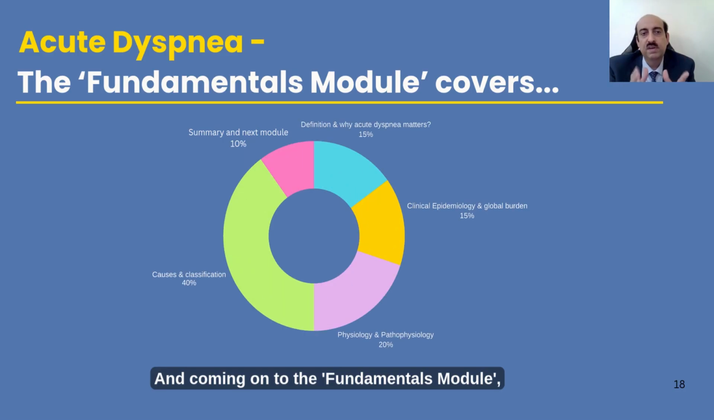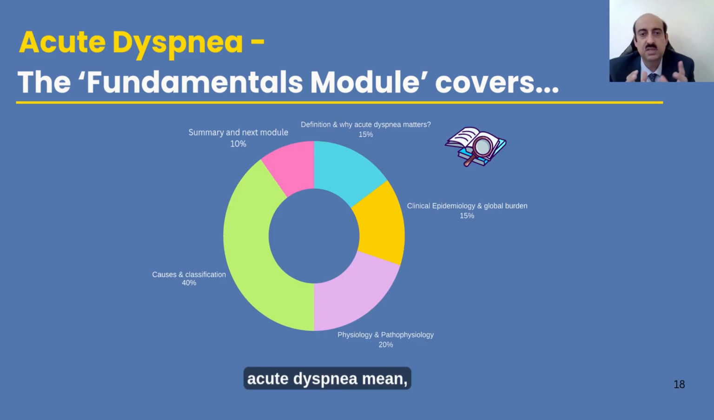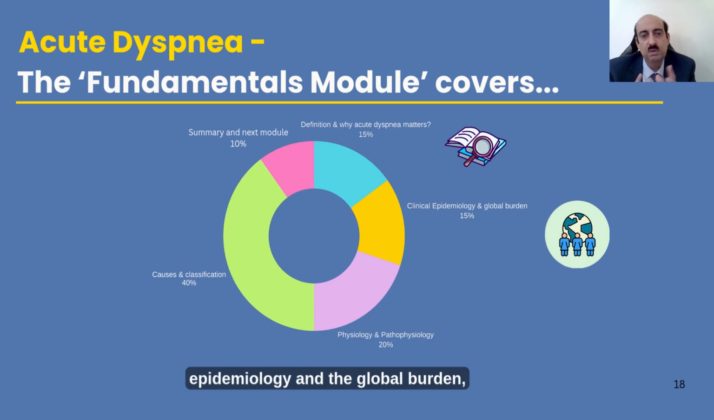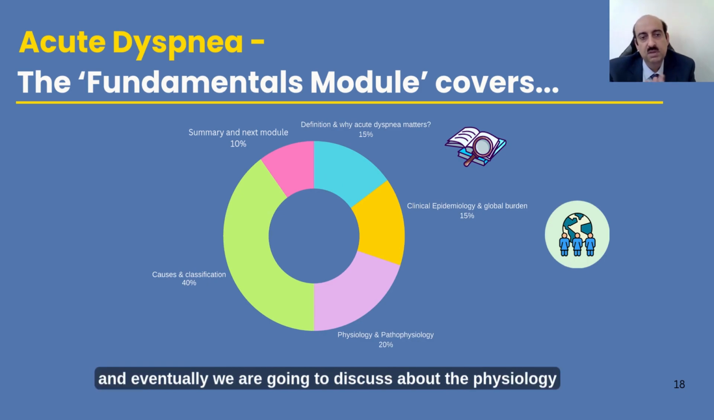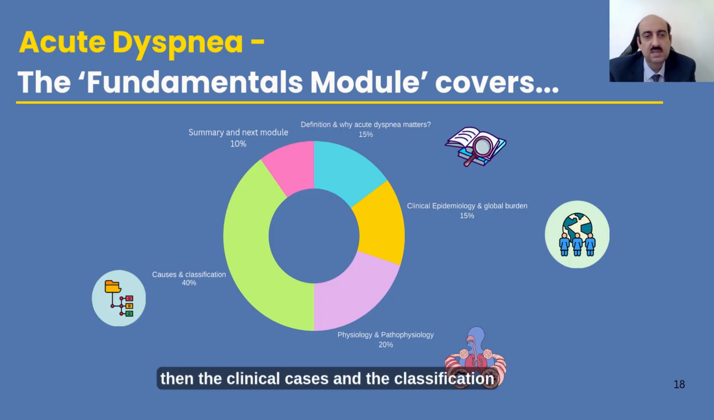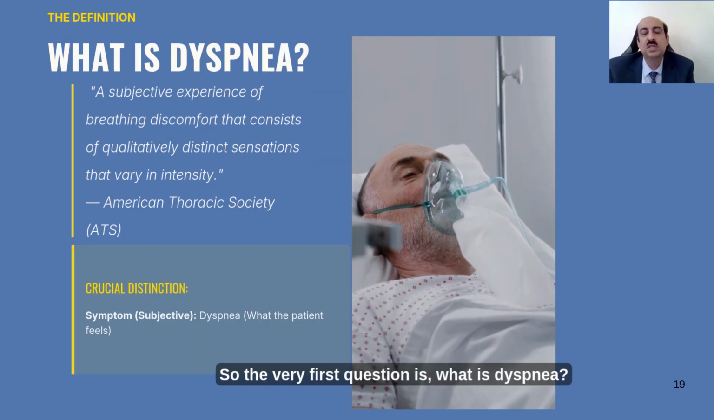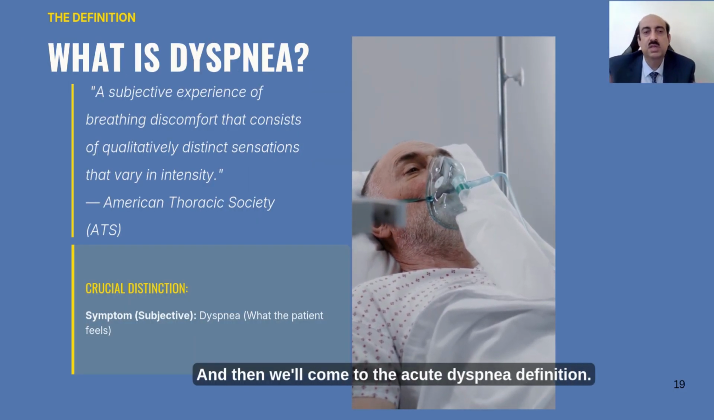Coming on to the fundamentals, module 1. We are going to touch upon the definition and what acute dyspnea means, followed by clinical epidemiology and the global burden. Eventually we are going to discuss the physiology and pathophysiology, then the clinical cases and the classification system, followed by the conclusion and summary. So the very first question is, what is dyspnea? And then we'll come to the acute dyspnea definition.